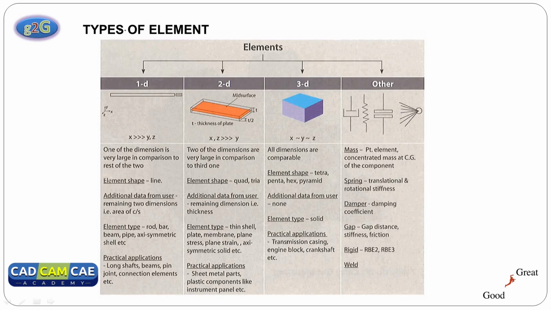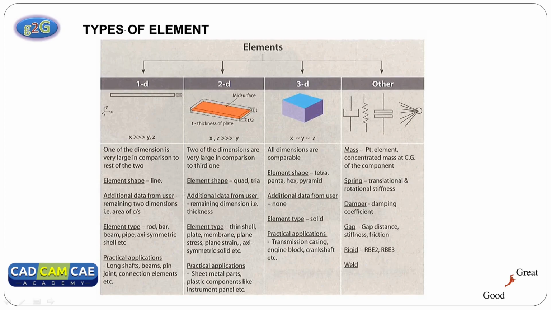The other element type is 3D. All dimensions are comparable. Element shapes will be tetra, penta, hexa, pyramid. Automobile applications for this will be overhead systems, which will be modeled as hexa. Again, crankshaft, engine components, and suspension will be solid, modeled as hexa and tetra. Seat foams will be modeled as tetra. So these are practical applications.